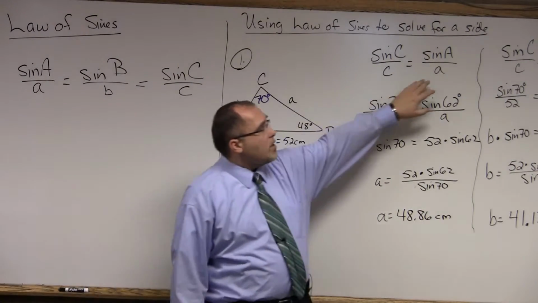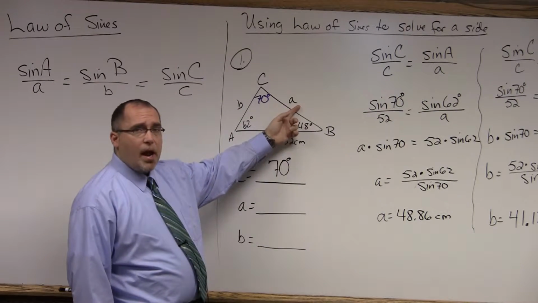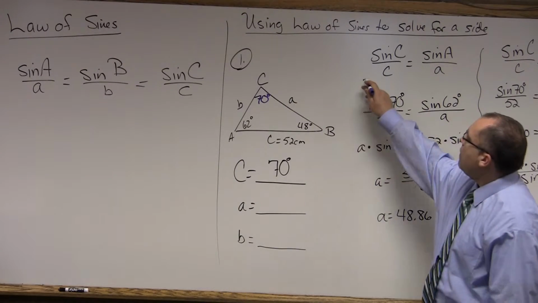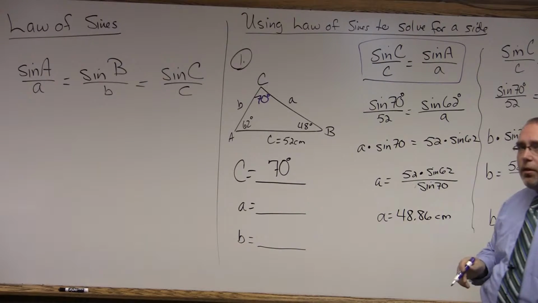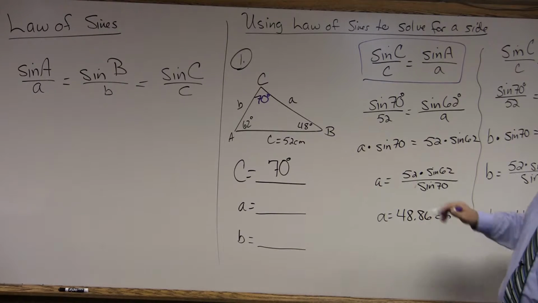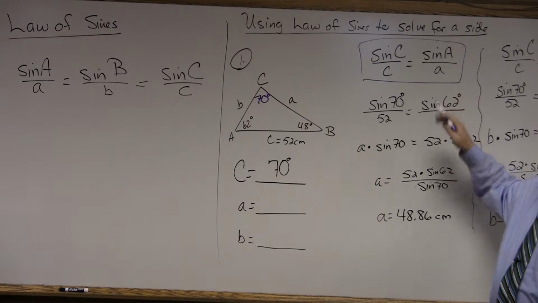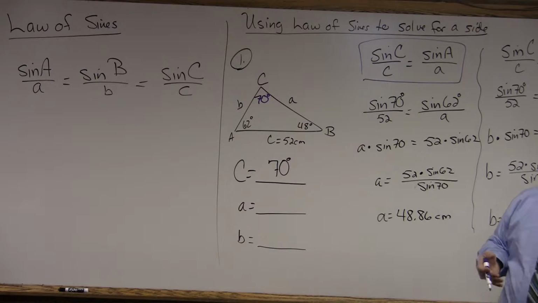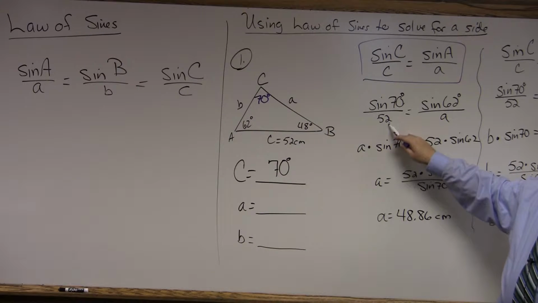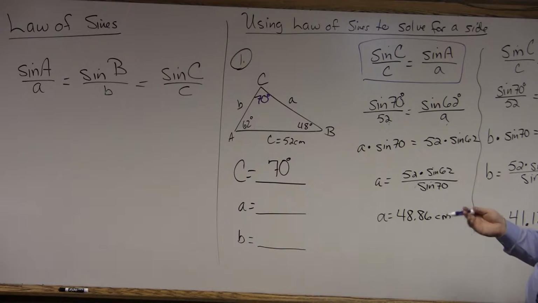Now what dictates the other ratio that we use is what we want to solve for. Say for instance we want to solve for side A, naturally we have to use the A's. So we start off with the sine of angle C over side C equals the sine of angle A over side A. Again, the C's because that's what we're given, and the A's because we're solving for one of these two components. In this example we're using the law of sines to solve for a side. So we plug in sine of 70 degrees over 52 equals the sine of 62 degrees, which is angle A, over side A, which we don't know.